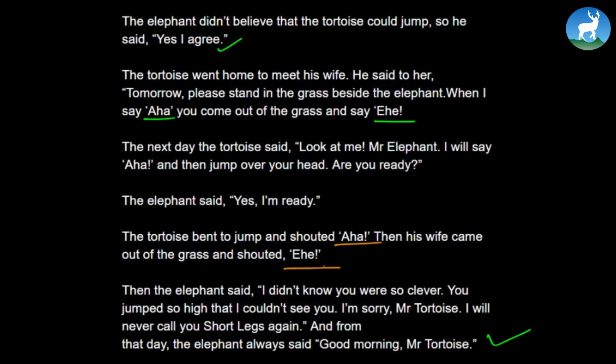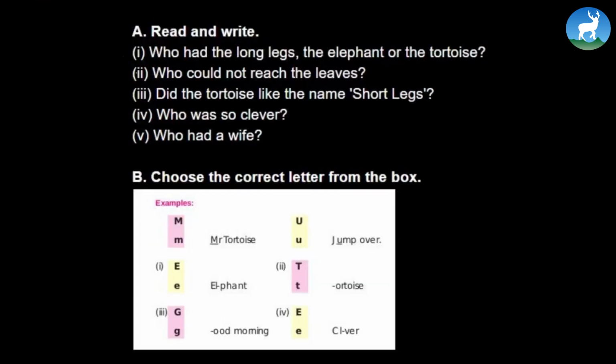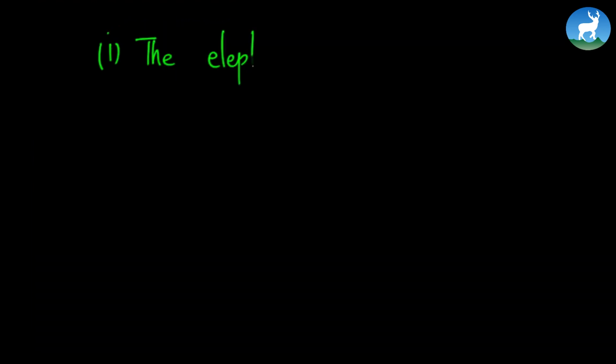Okay, then let's go to the exercise portion. The first exercise we have is called read and write. The first question is, who had the long legs, the elephant and the tortoise? And you can answer that like this. The elephant had the long legs.